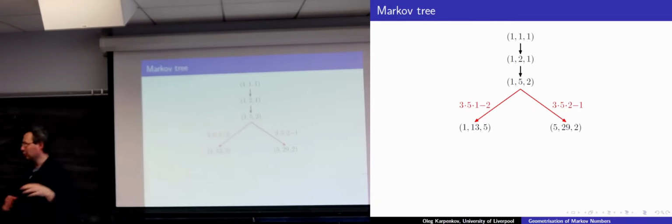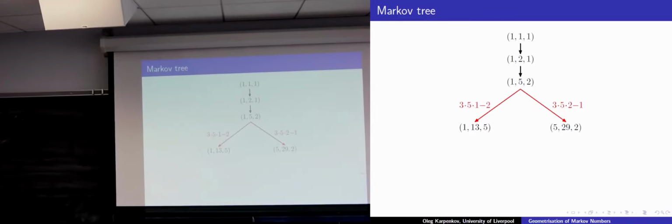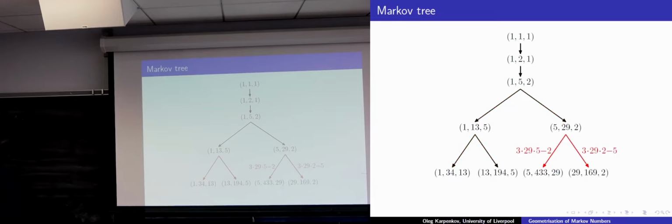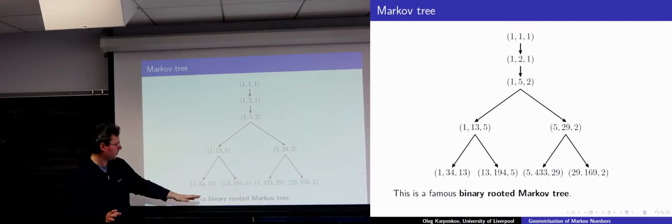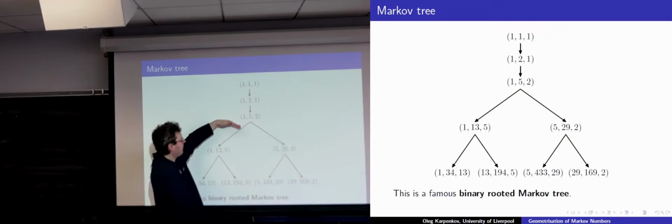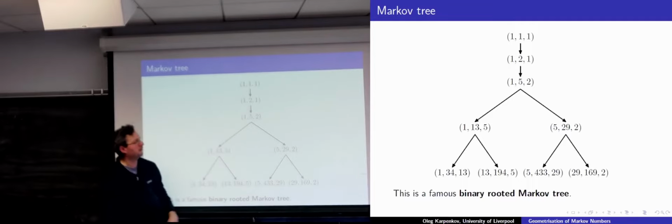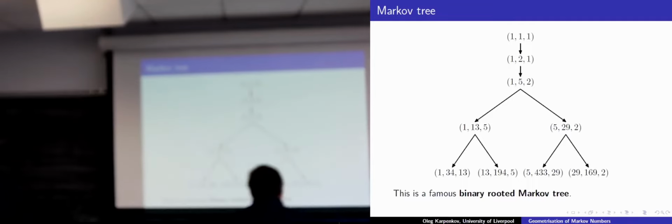It's like some funny computer game where you can travel back and forth between different rooms. And we go further. That's the way this tree is generated. So we call it the binary rooted Markov tree. It's not really binary, but when you exclude that part, it starts to be binary.